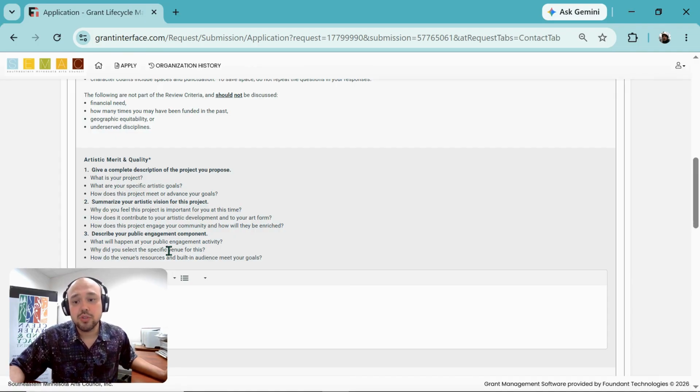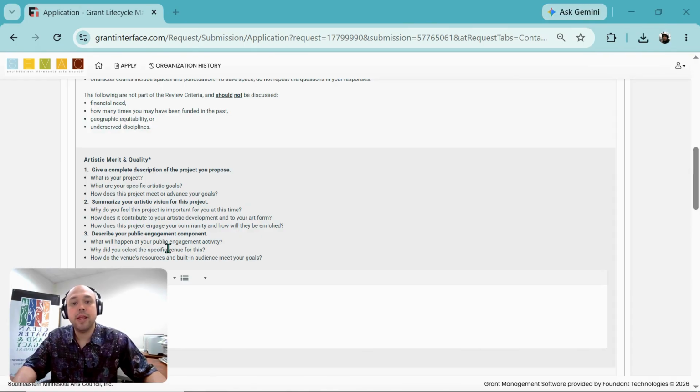It's also helpful to understand how the review criteria are weighted. Artistic merit and quality carries the greatest weight in the review process. The panelist score gets multiplied by 3. Demand or need is also important and receives additional weight. The panelist score gets multiplied by 2.